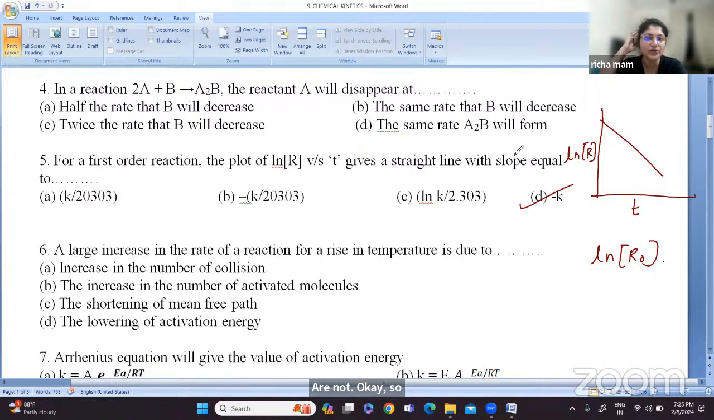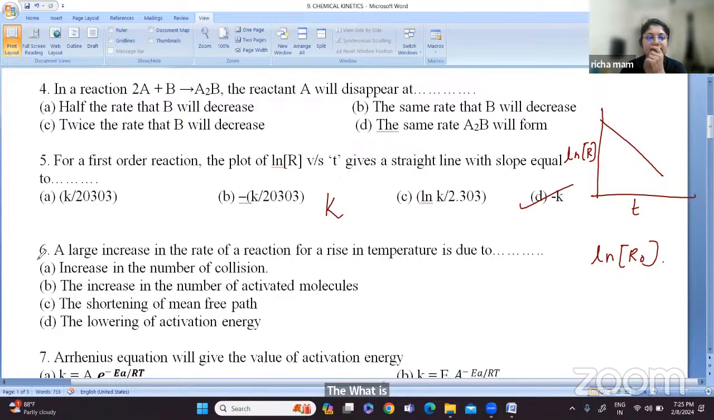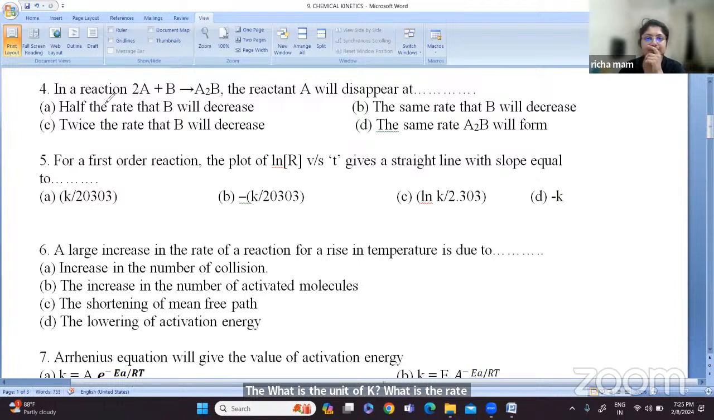Can you tell me what is the unit of k here? What is the rate here? Rate is given for first order kinetics. Can anyone tell me the unit of k? Yes, Dhanush, it is correct. Per second. Good. Dhanush has answered it right. It is per second.